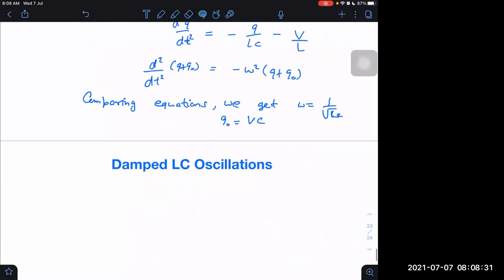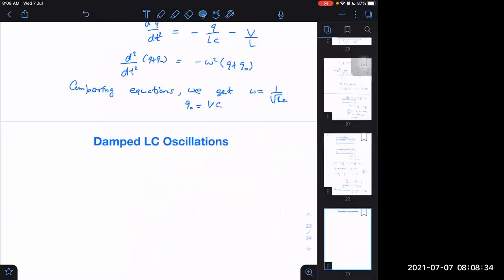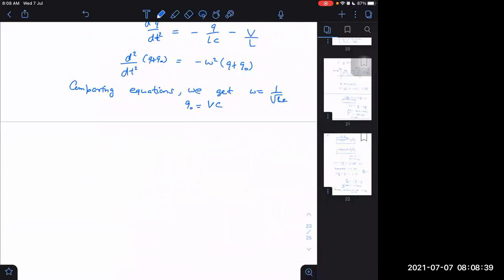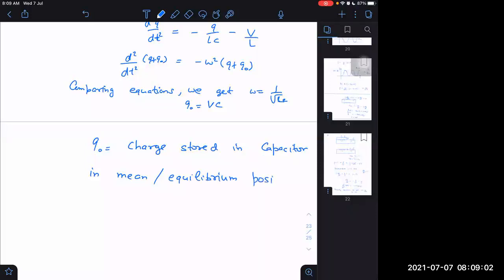Q naught is the charge in which position? Q naught is charge stored in capacitor in main position, or same thing, equilibrium position. What is equilibrium meaning? When net force is 0. What is net force 0 means? Net EMF 0 across what? Across only inductor. Net EMF 0 whenever we are saying only across inductor.